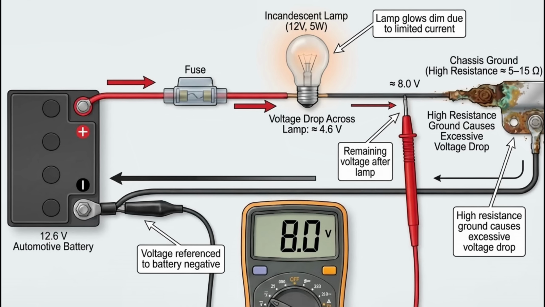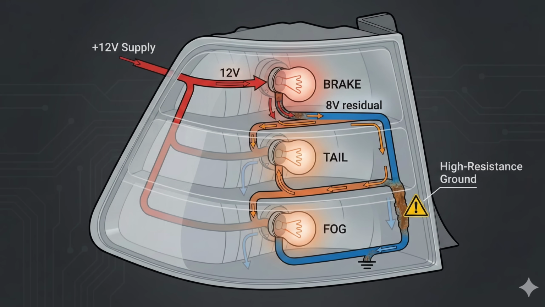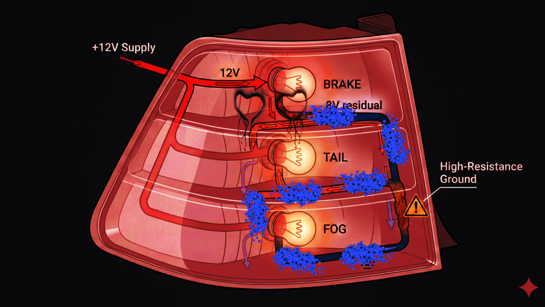Now here's where the strange behaviour starts. Inside a real lamp unit, that wire isn't isolated, it's electrically connected to other bulbs through filaments and internal wiring. So that leftover voltage can pass backwards through another bulb, and then use that bulb's ground as its return path to the battery.